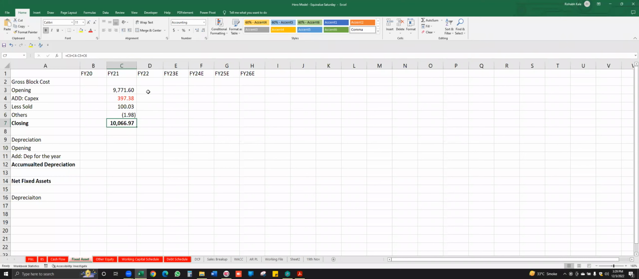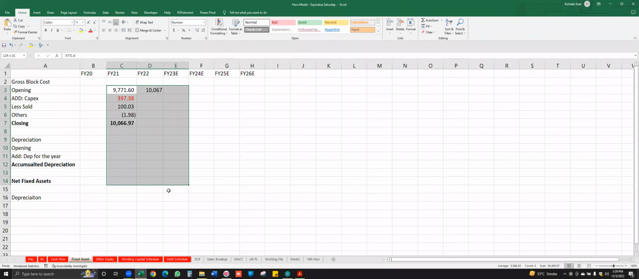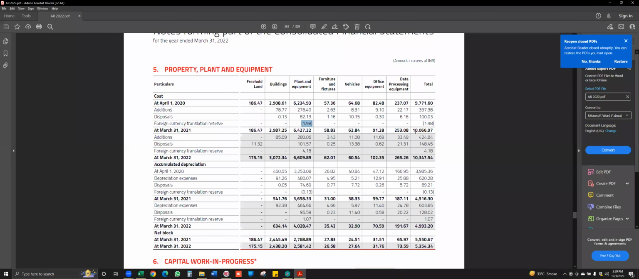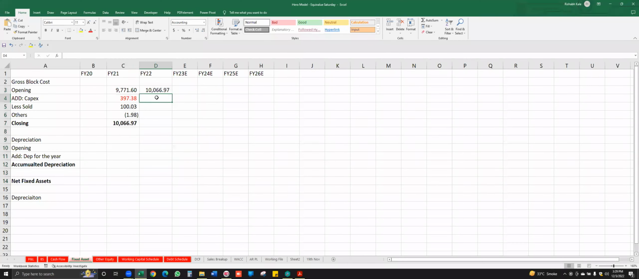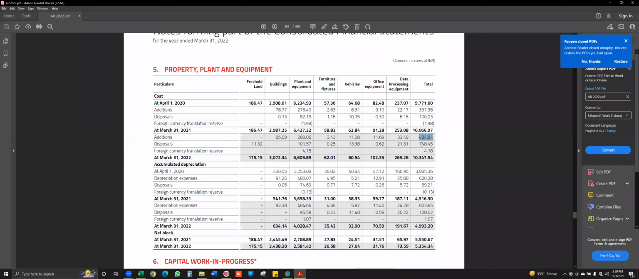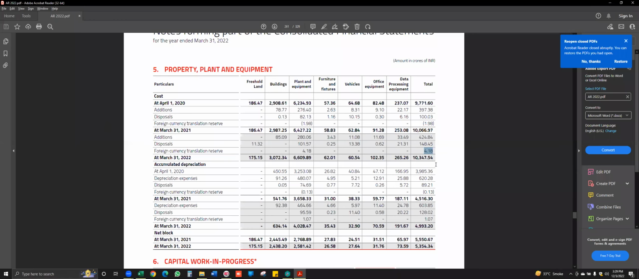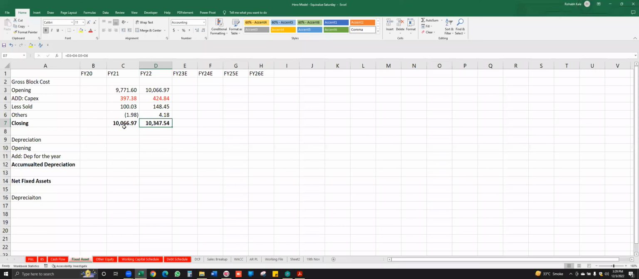Now this closing, can I say this closing will become opening? Right, we have done this. This closing becomes opening. Now again, this closing becomes opening. This is addition for next year, 424. See over here. Then disposals. And then add as it is, whatever the number is. So this item gives you the actual capex amount. Now see, 10347 matches. These two numbers match, right?